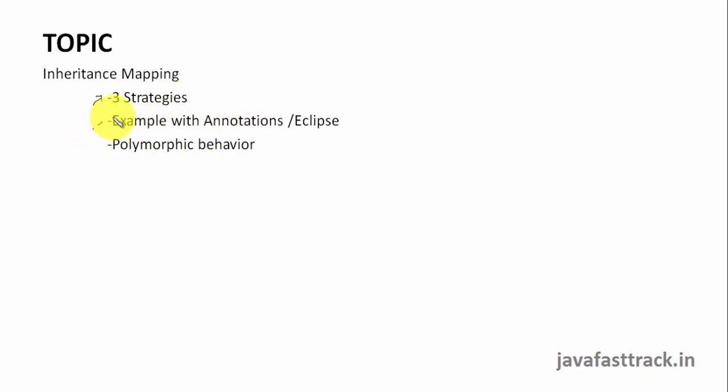Second, I will be writing an example with annotations for inheritance mapping. Earlier, I used to write mapping files, XML based mapping files. Right now, I will not be writing XML based mapping files. Instead, I will be directly annotating the POJOs. Finally, I will demonstrate a small concept of polymorphic behavior which comes with inheritance mapping. Whenever you do inheritance mapping, you will get polymorphic behavior, which I will be explaining. So the main concept is understanding the three strategies of inheritance mapping and then getting the code for inheritance mapping by using annotations.